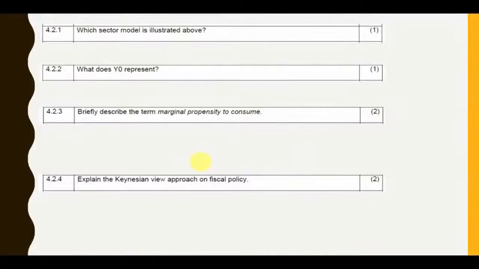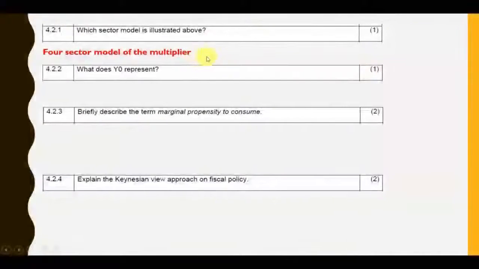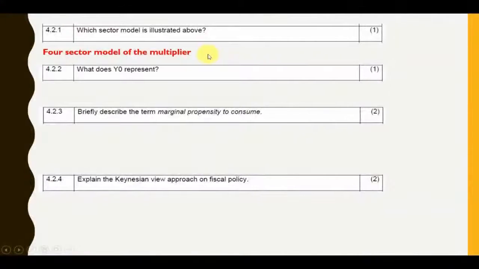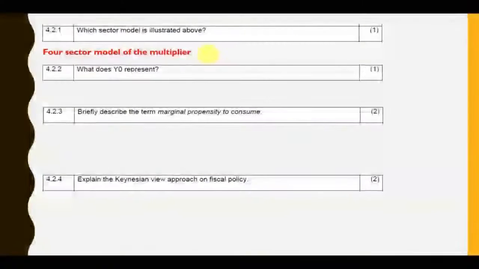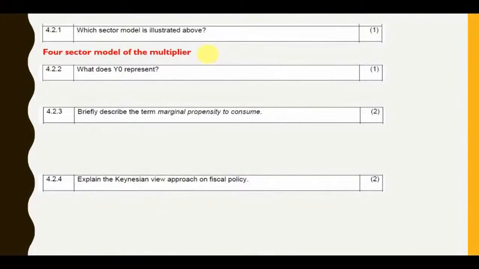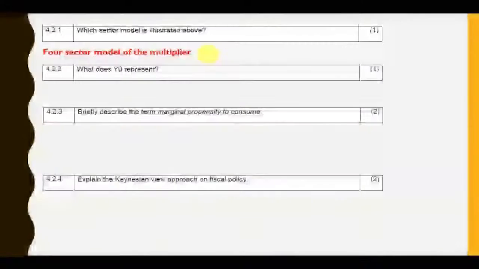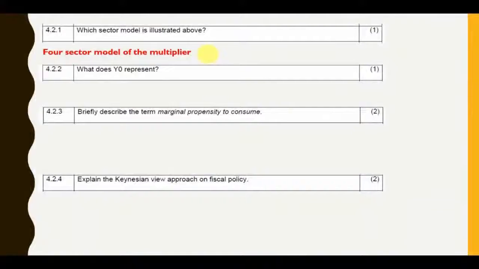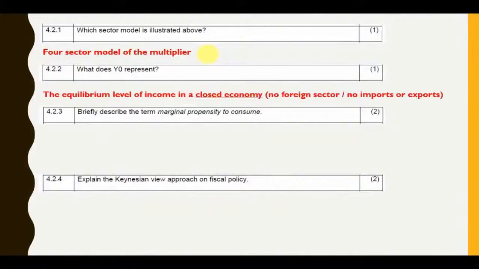So the first question. I hope you all know that this is the four-sector model. Because we have that function with aggregate expenditure is equal to C plus I plus G plus X minus M. Okay, we've got exports and imports in there. What does Y0 represent? The equilibrium level of income in a closed economy.